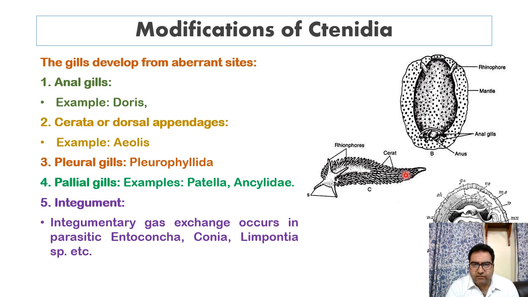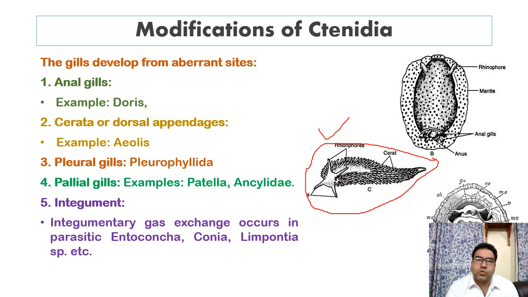The second, we do have the cerata, or we call them the dorsal appendages. In many opisthobranchs, the dorsum bears highly vascular appendages called the cerata, and they may be simple and club shaped, such as in the case of Aeolis. They may be simple or club shaped, and in some cases they may be dendritic.